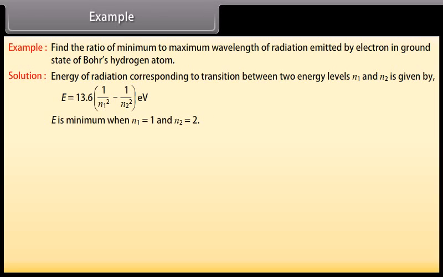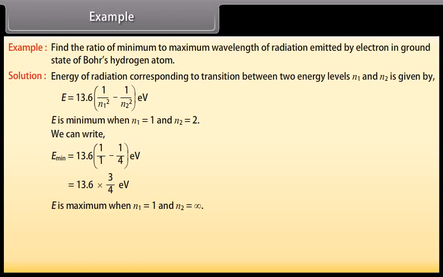E is minimum when n1 is equal to 1 and n2 is equal to 2. E minimum is equal to 13.6 into 3 upon 4 electron volt. E is maximum when n1 is equal to 1 and n2 is infinity. E maximum is equal to 13.6 electron volt.